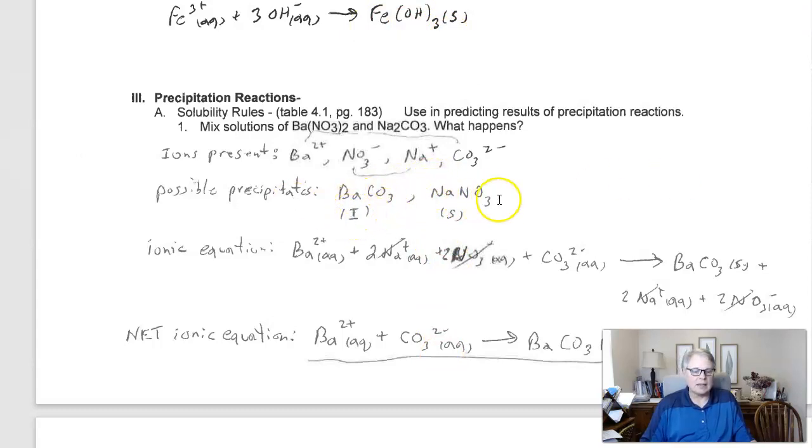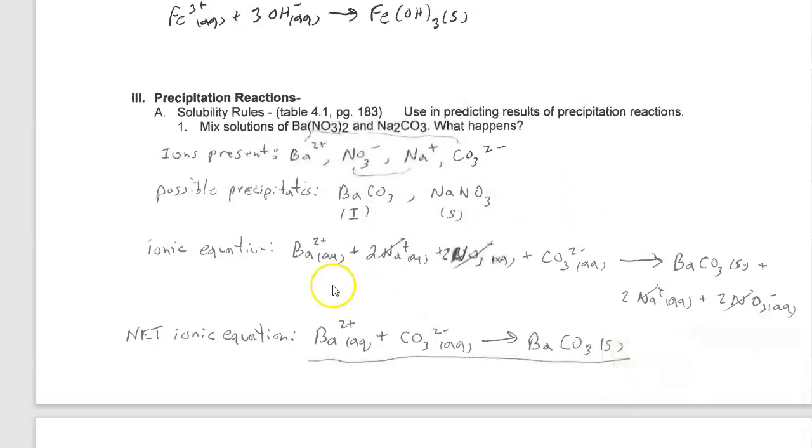Now that I've got this, I can write the ionic equation. So how am I going to do that? Well, I started out with barium 2+ and 2 sodiums and 2 nitrates floating around. We just put the 2 there to make my equation balance here. Here's my carbonate. So here's where we're taking into account how many. When it's all said and done, the barium carbonate came together and stayed together, so it's a solid, and the sodium and the nitrate broke back apart, so it's still aqueous.